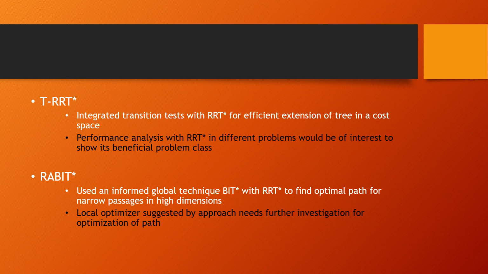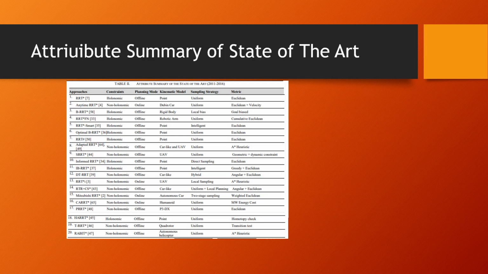Transition-based RRT star focuses more on optimal path planning for continuous configuration cost space. The approach integrated multiple transition-based functions to address the issue of path quality with respect to a given criteria. RABIT star is a relatively new proposed method that focuses on homotopy classes, which are difficult to sample for narrow passages. It extended the informed global technique called BIT star by using a local optimization module to improve an initial suboptimal path towards a local optimum. This slide is just a summary of the overall methods we have explored in the previous slides with constraints and type of planning, kinematic model, and the sampling strategy we need.